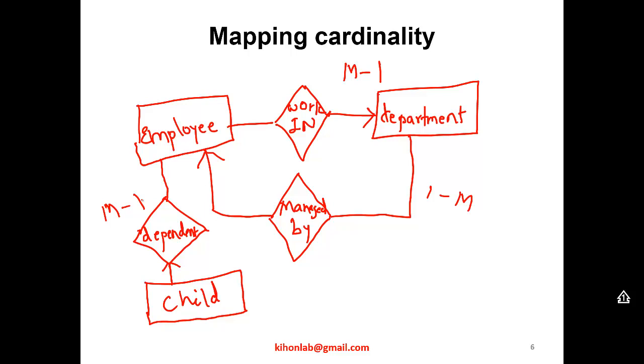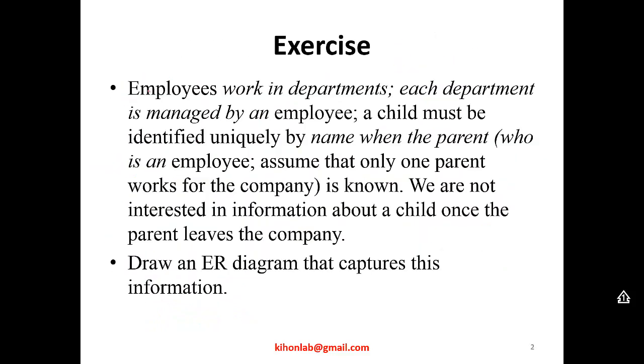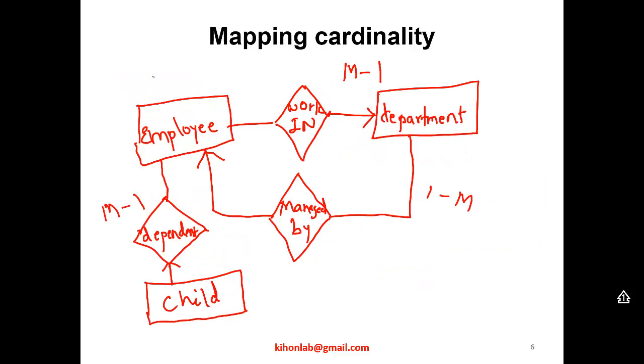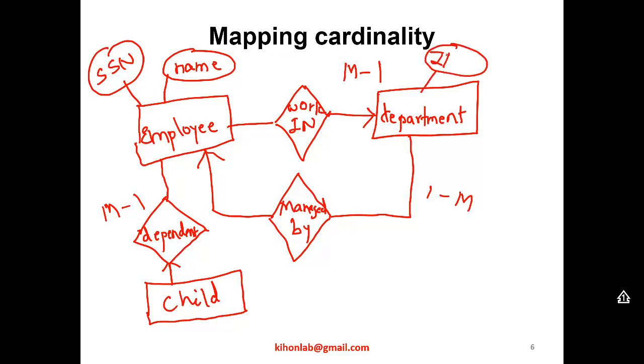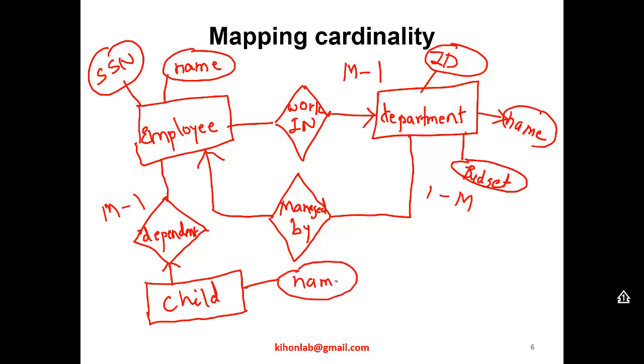Next one: before actually finding the keys, we are going to map the attributes. So we'll check the given info for information regarding the attributes. After mapping the cardinality, we can have the attributes. Employee is identified by employee identification number or social security number, and we can have employee name. Similarly, department is identified by department ID, department name, and budget, represented in ellipses. And child is identified by name and age.